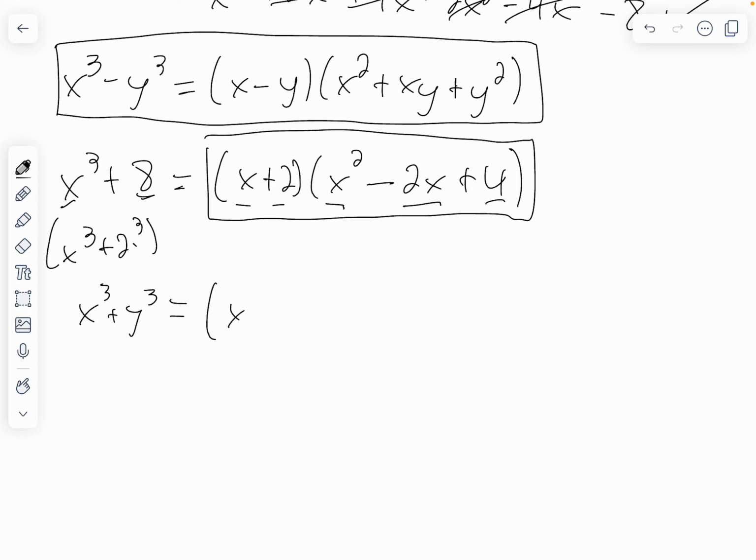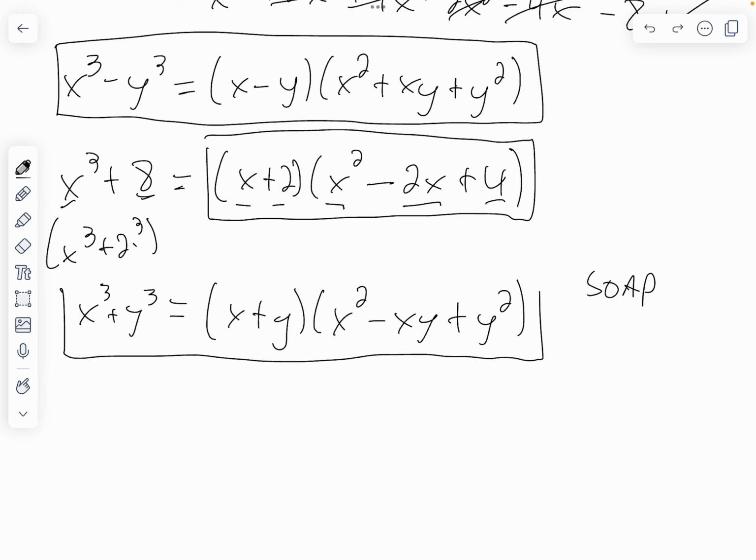So we have x plus y, same sign, right? Plus, plus. Now we have the opposite sign, so x squared minus xy. And the last sign's always positive, so plus y squared. SOAP, S-O-A-P. Same, opposite, always positive. So same sign here, opposite sign here, always positive at the end. So those are our two formulas for sum and difference of cubes.